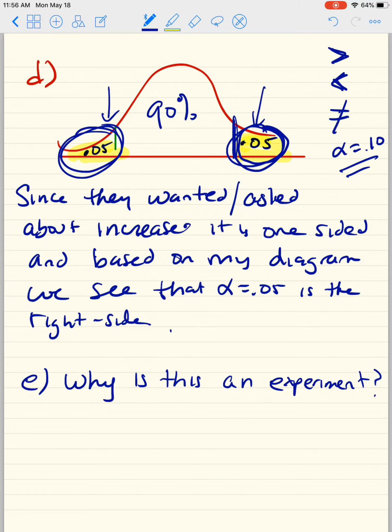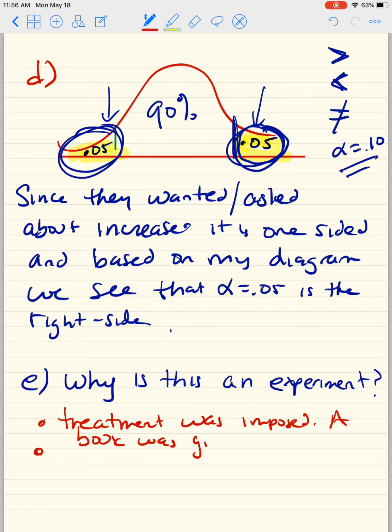And I just added the letter E. I said, why is this an experiment and not an observational study? Well, you can always do this for one of two reasons, okay? It's an experiment because a treatment was imposed, and you should say a book was given. That's your treatment. Or you can just say random assignment of groups. Okay, so that is what makes an experiment. So some treatment has to be imposed, or there has to be some sort of randomization.